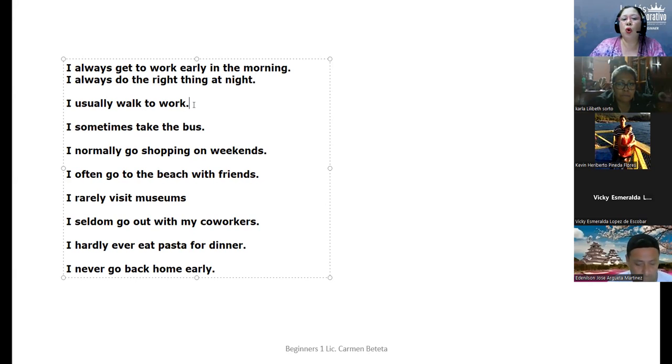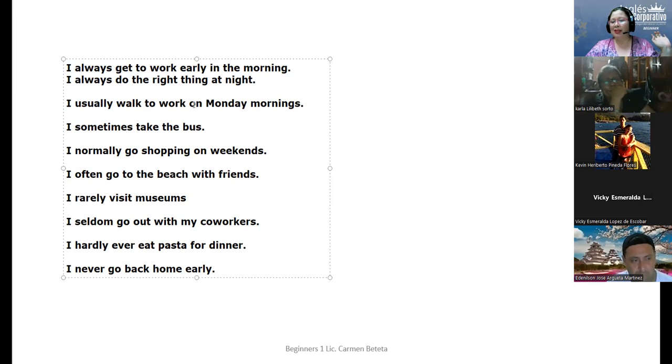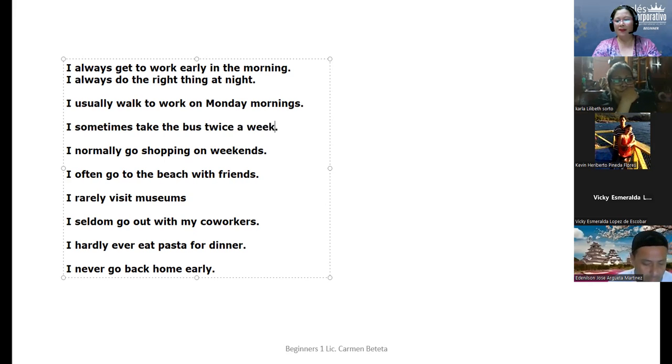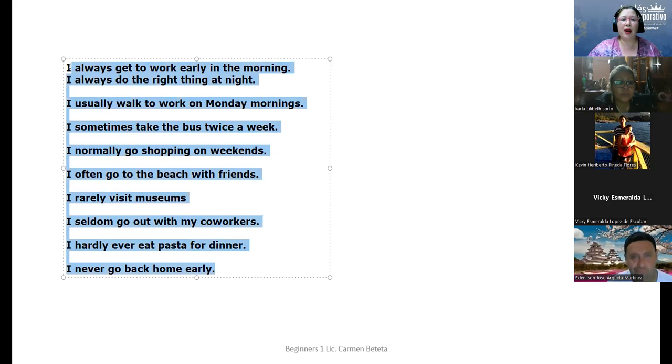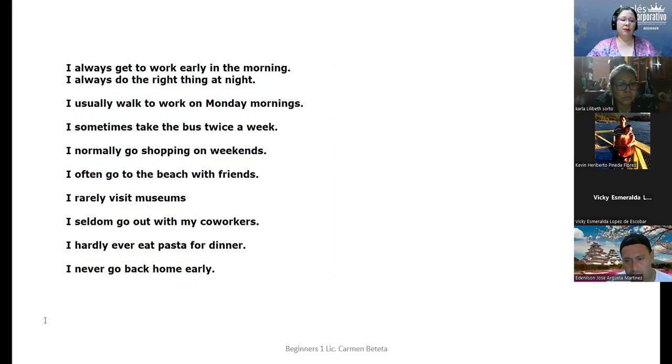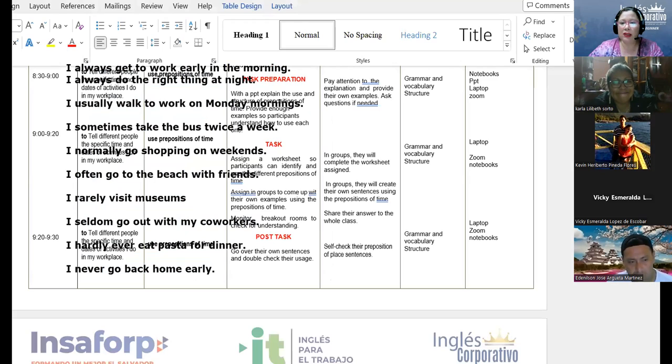Por ejemplo, I usually walk to work on Monday. On Monday mornings. Okay? On Monday mornings. Y ya hicimos mil combinaciones ahí, ¿verdad? Por ejemplo, I sometimes take the bus twice a week. Right? I sometimes take the bus twice a week. Algunas veces, ¿sí? Yo tomo el bus dos ocasiones en la semana. Yeah, twice a week. And so on. ¿Estamos bien hasta acá? Is there any question so far? Okay. Nos vamos a ir entonces a hacer nuestras prácticas, ¿sí? We are going to practice this, everything we have done.